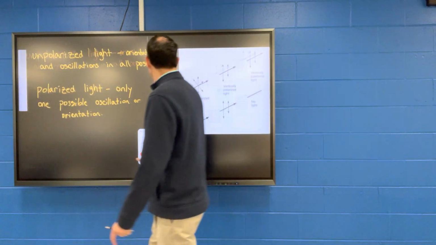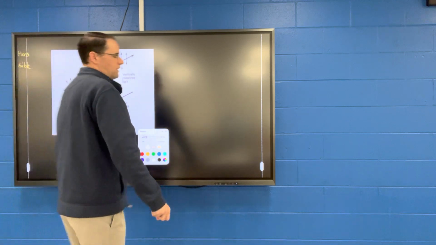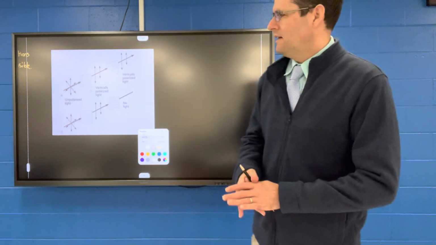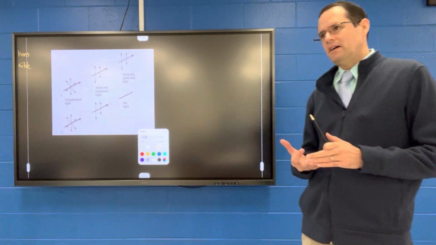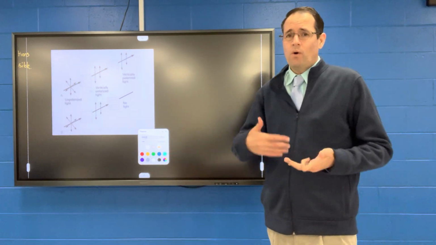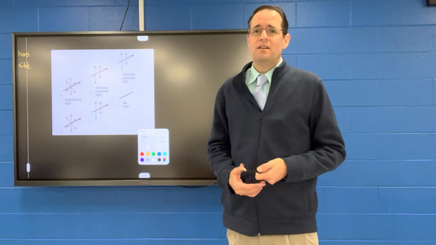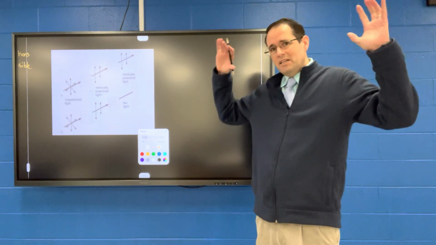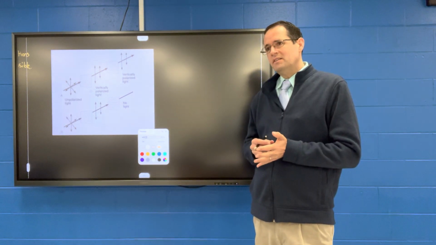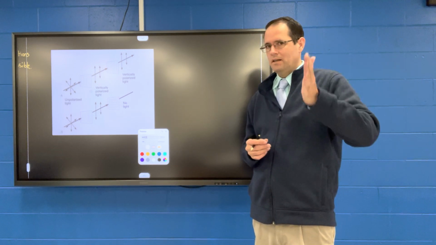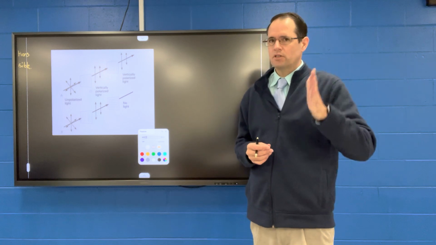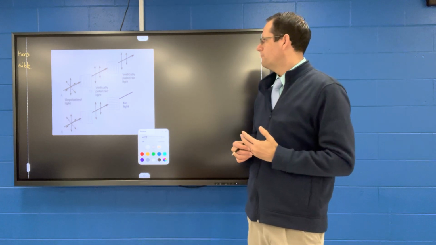Now, we have these things called polarizers. A polarizer is a lens, a filter, a device, some object like water, for example, or the atmosphere that causes light in many different oscillations or orientations to become polarized, and polarized light has only one oscillation. It could be horizontal, it could be vertical, it could be any other arbitrary angle.